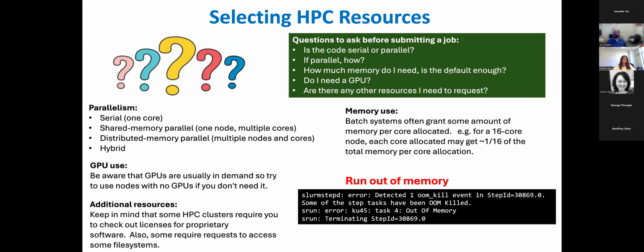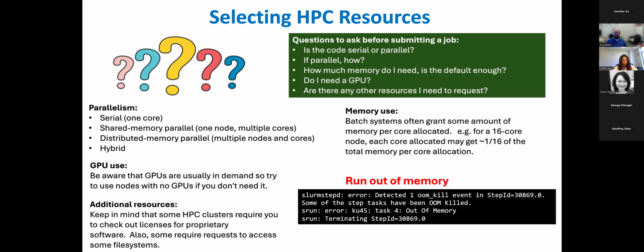All right. So again, selecting HPC resources before you run a batch job. These questions are: first, is my code serial or parallel, which is going to indicate the arrangement of cores I want to choose. And if it is parallel, what type of parallelism is there? How much memory do I need? Can I just rely on the default amount the system will give me? Do I need a GPU? And then again, are there any other resources I need to request specific to my local center?